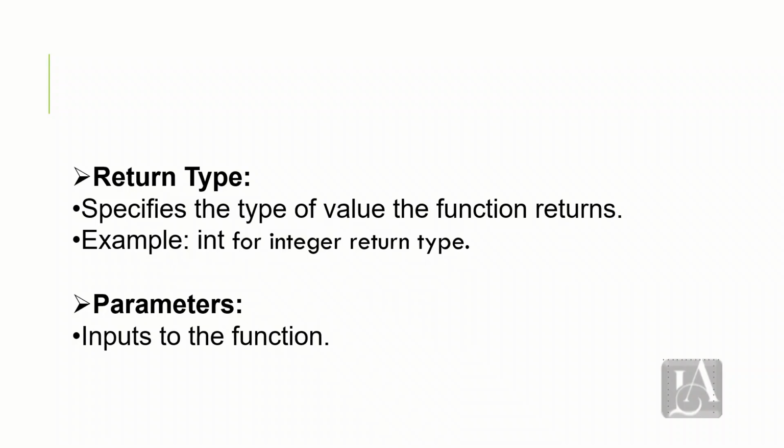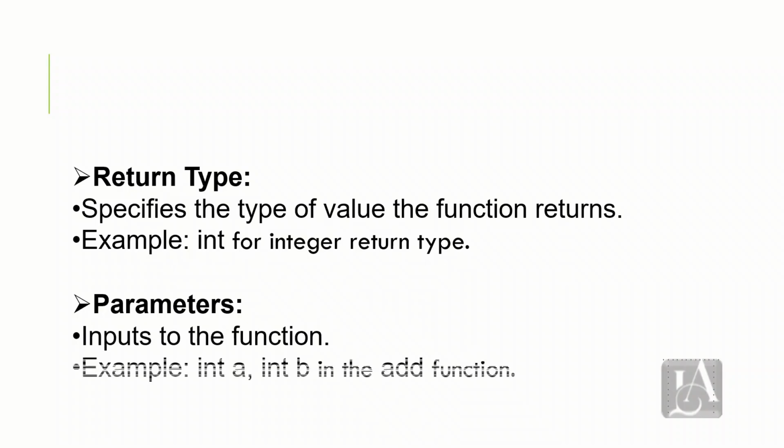Like int a: int is the parameter type, and a is the parameter name. For example, int a, int b. Int is the parameter 1 type and a is the parameter 1 name, and int is the parameter 2 type and b is the parameter 2 name in the add function.